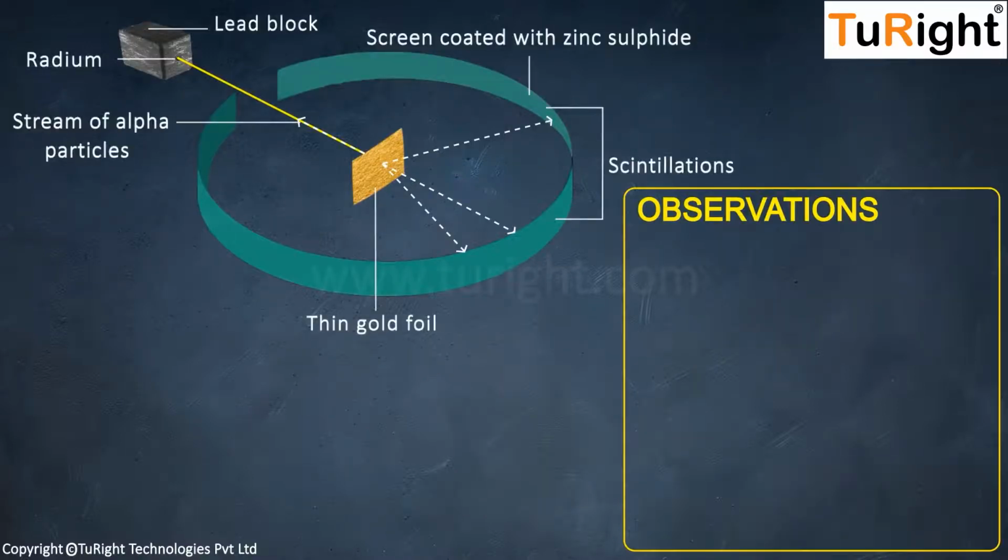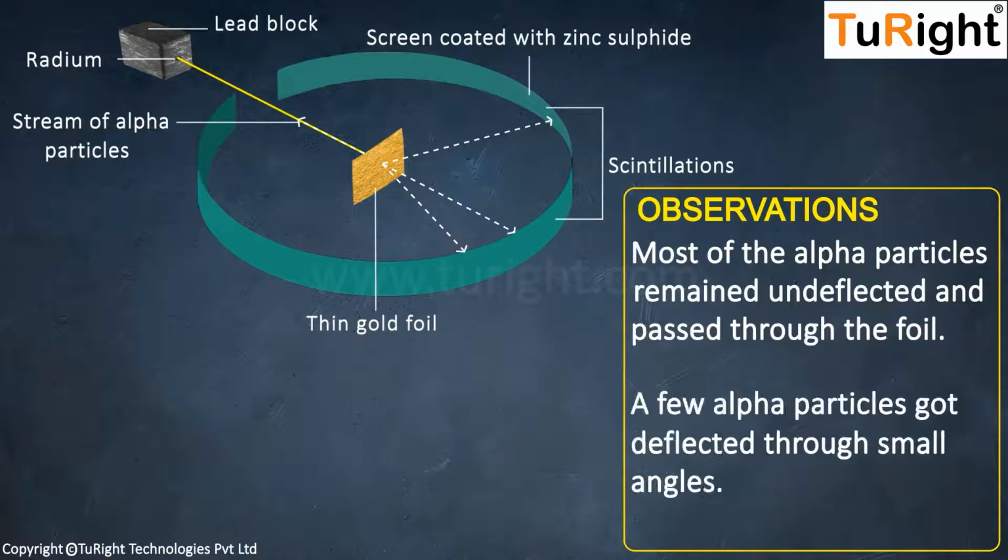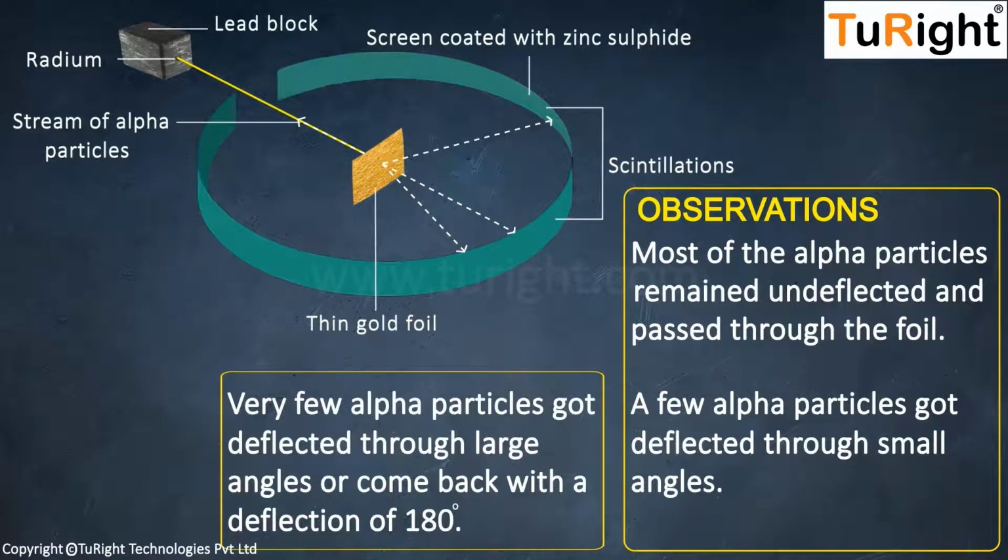It was observed that most of the alpha particles remained undeflected and passed through the foil. A few alpha particles got deflected through small angles. And hardly any alpha particles got deflected through large angles or came back with deflections of 180 degrees.